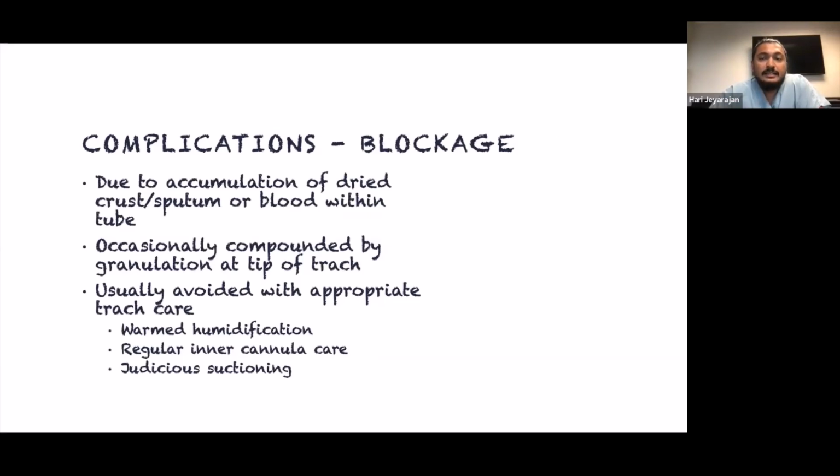Blockage. Blockage is a significant complication. It's distressing because it is easily avoided and managed, but it can be fatal to the patient. So blockage is due to an accumulation of dried sputum or crust or blood within the tube of the tracheostomy tube. Occasionally, it can be compounded by granulation at the tip of the trach, but that is not the norm, and that is not usually on its own. Usually we'll go in there and we may see granulation at the tip of the trach, but it's usually on top of the fact that there's been a ton of inspissated secretions and crust within the tube. And it's almost always avoided with appropriate trach care.